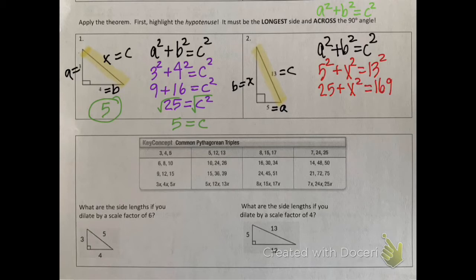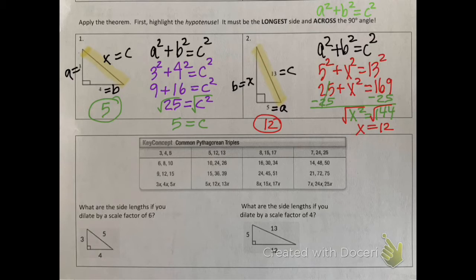So to get x alone, I need to subtract 25 from both sides. So I'm left with x squared is equal to 144. And then lastly, I take the square root of both sides to isolate the x. So the square root of 144 is 12. So that missing side length there is 12. And I know my answer makes sense because my value has to be less than 13 because the legs always have to be smaller than the hypotenuse.